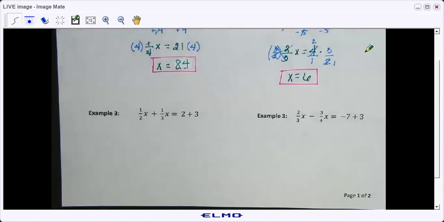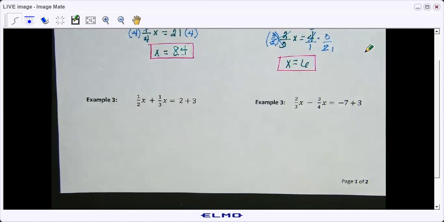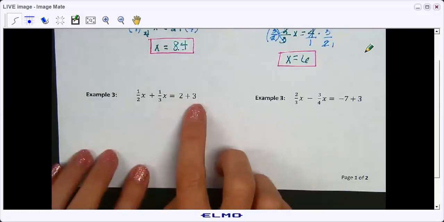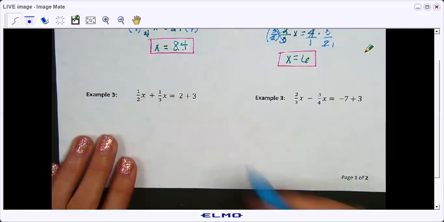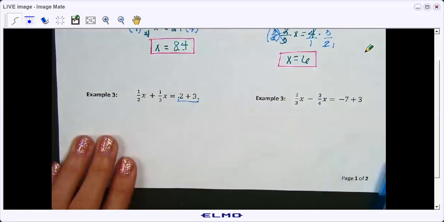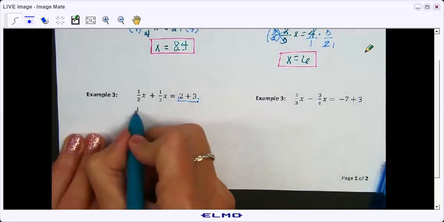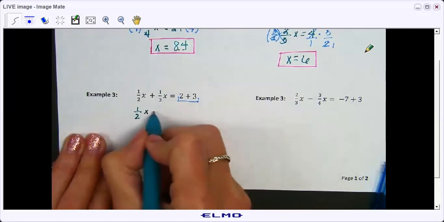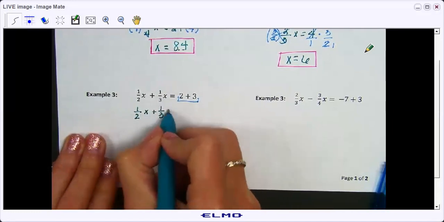Example 3 is different. I'm going to solve these 2 ways, and you're going to choose which way works best for you. Okay, so for the first one, I'm going to add 2 and 3 on this side. Okay, and then I get 1/2 x plus 1/3 x equals 5.